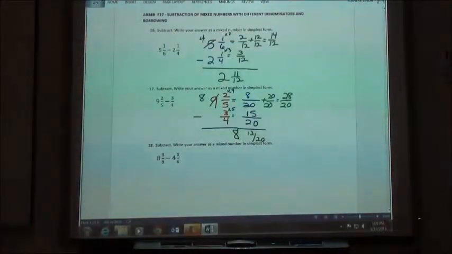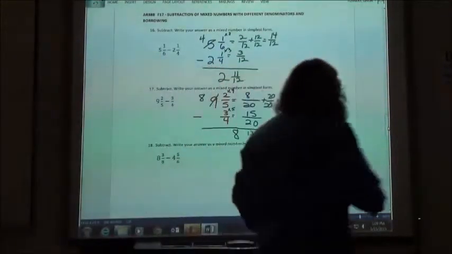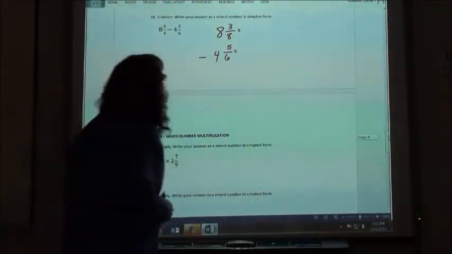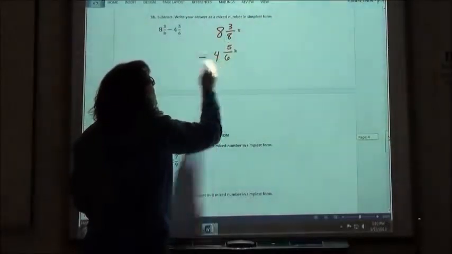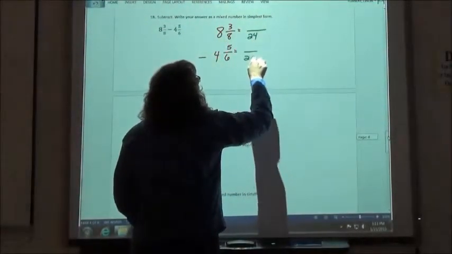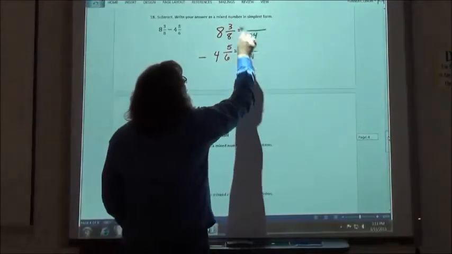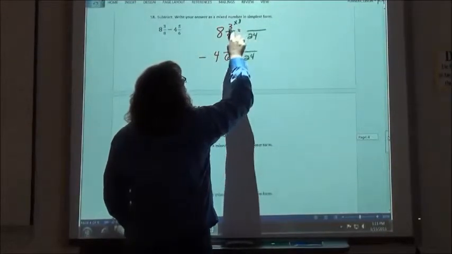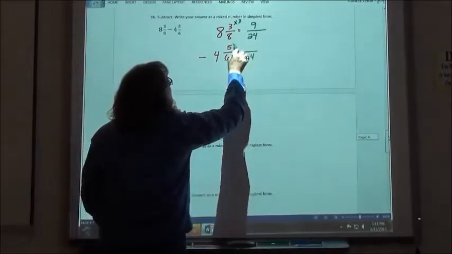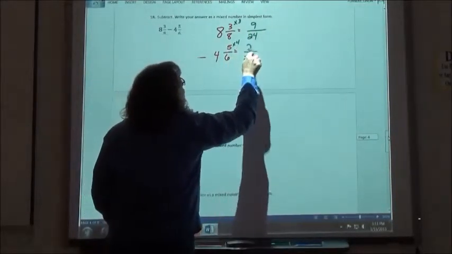So go ahead and try number 18. 3 and 13/24. All right, good. 3 and 13/24. So that's what we should come up with. My least common denominator of 8 and 6 happens to be 24. 8 goes into 24 3 times. 3 times 3 is 9. 6 goes into 24 4 times. 4 times 5 is 20.